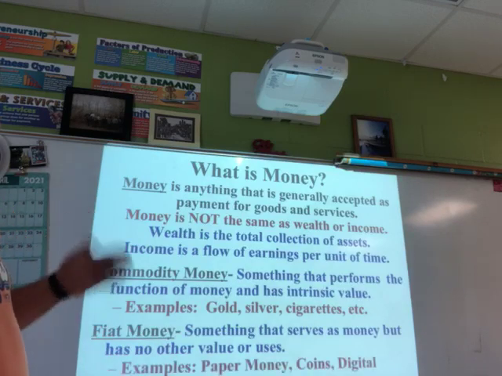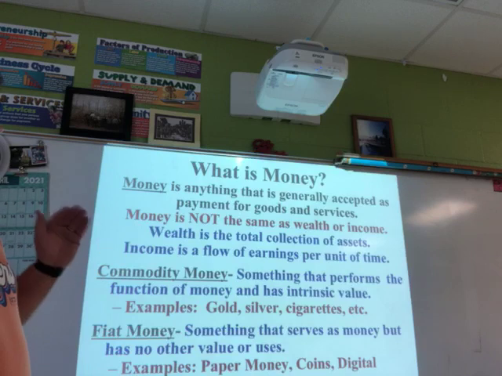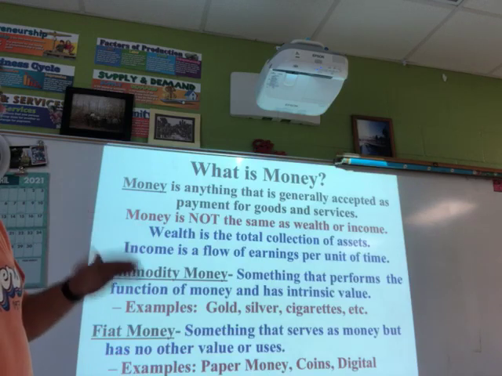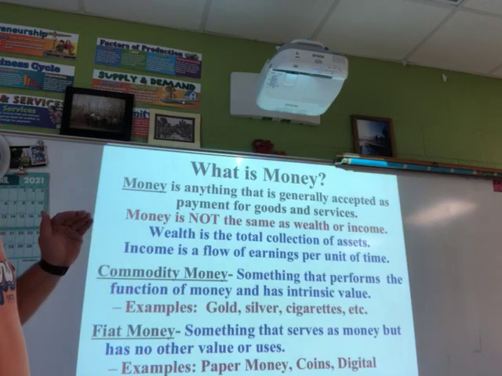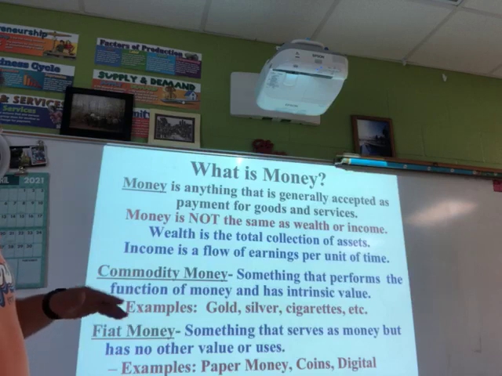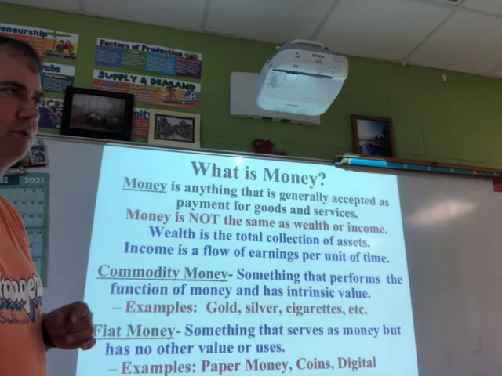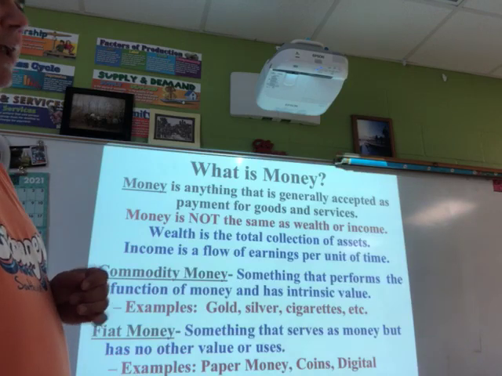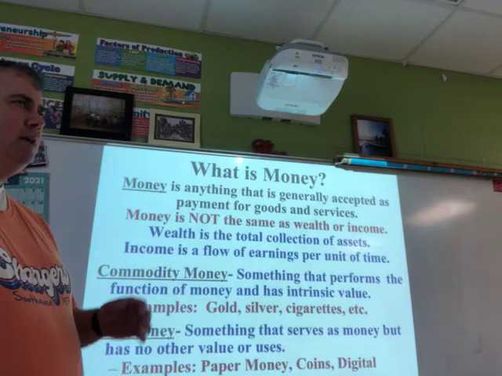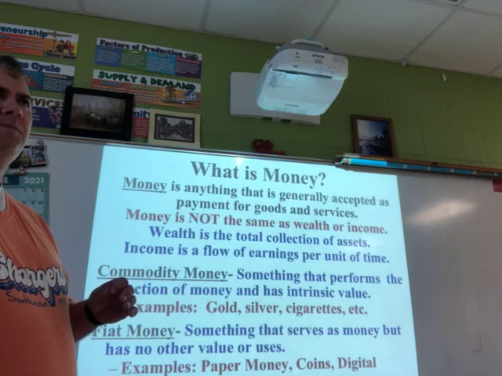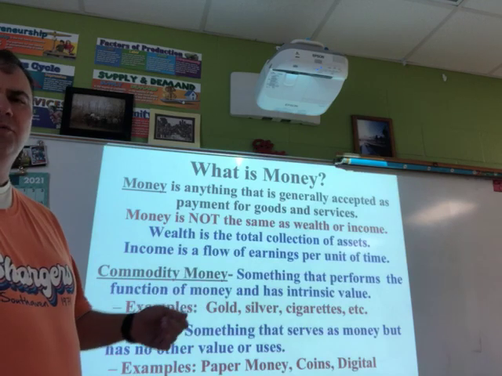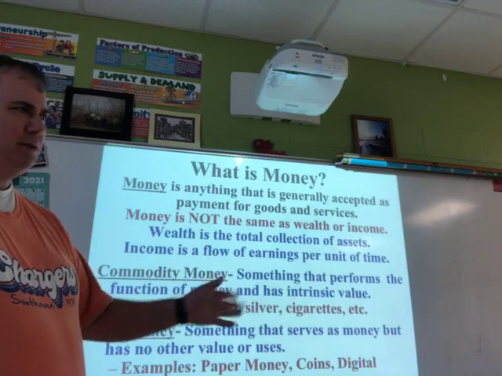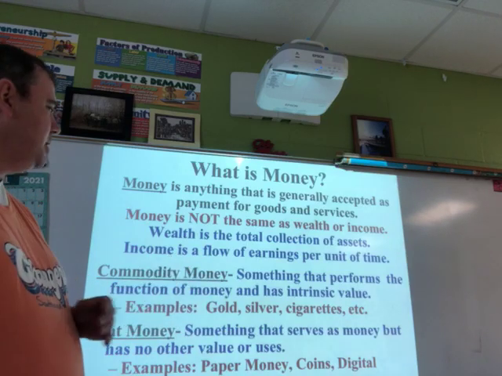Commodity money is something that performs the function of money, but it has an intrinsic value. Gold, silver, cigarettes if you're in prison, cans of tuna if you're in prison, something like that. It is an actual commodity. During the plague, I want to say, they used squirrel pelts over in Russia. There was all sorts of stuff that could be that.